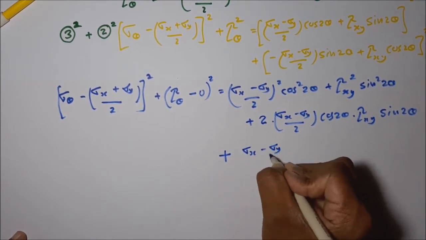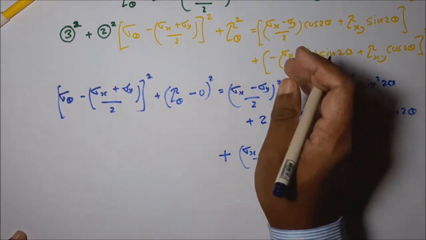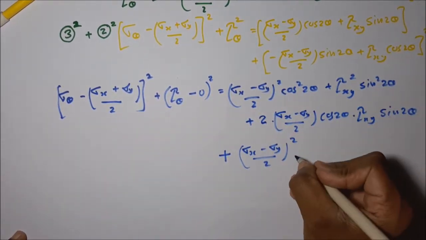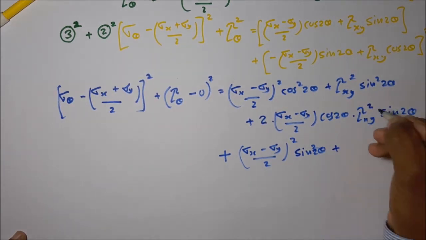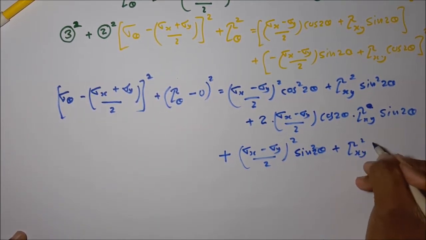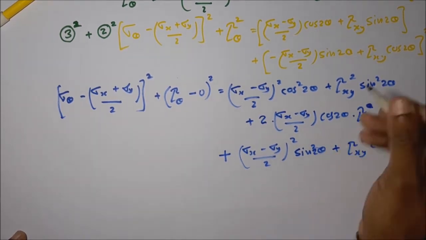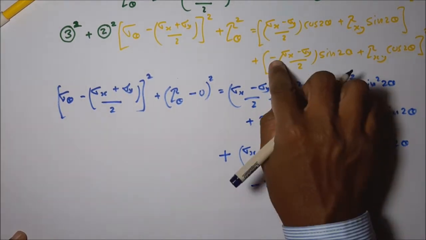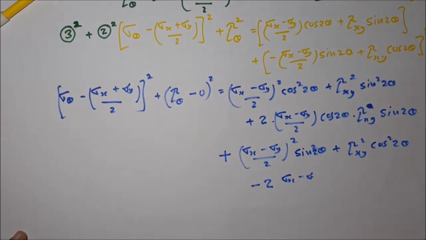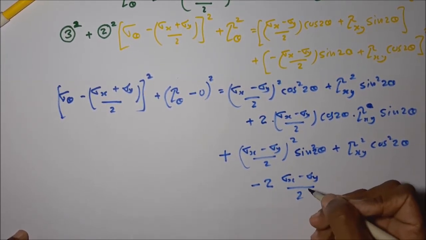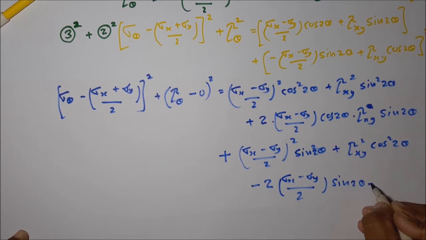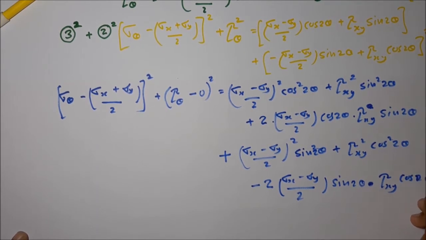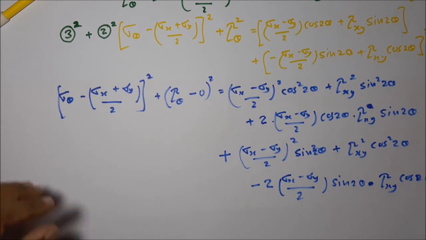Plus the expansion of this term, sigma x minus sigma y divided by 2. I'm not going to write the square because when squaring it becomes positive, sin square 2 theta plus tau xy square cos square 2 theta, then the multiplication of these two terms with a minus, because here it is a minus sign, sigma x minus sigma y divided by 2 sin 2 theta into tau xy cos 2 theta. Then this expression we can further simplify.